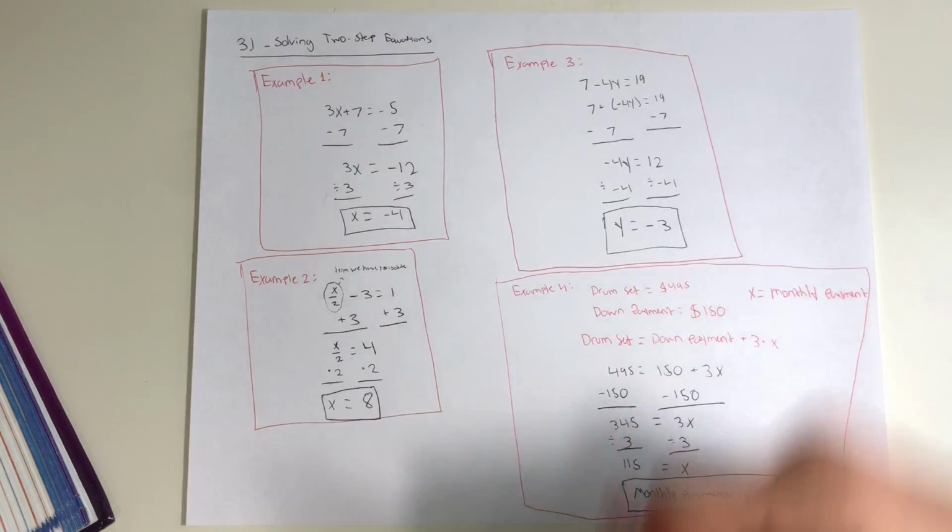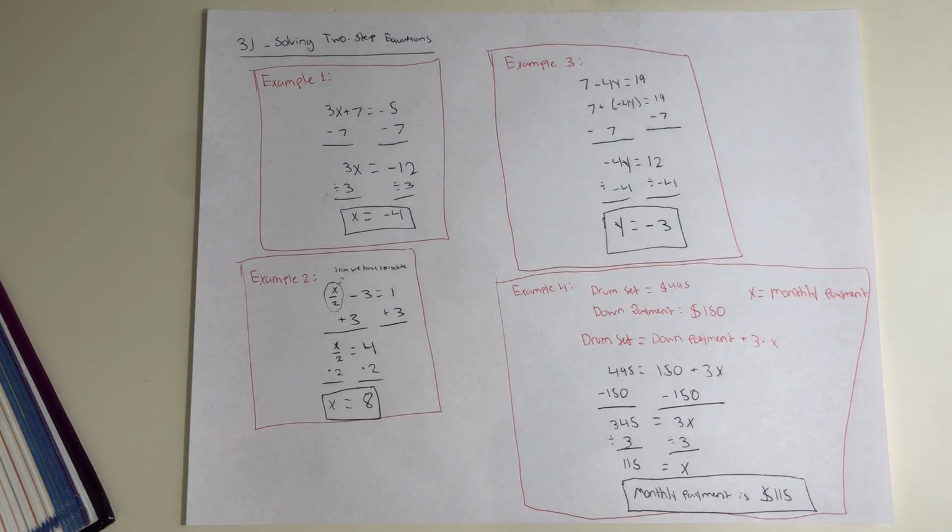It gets more complicated from here, so make sure you understand how to solve 2-step equations. You have to isolate the term that has the variable, and then you have to get rid of the numerical value, and you get the solution.